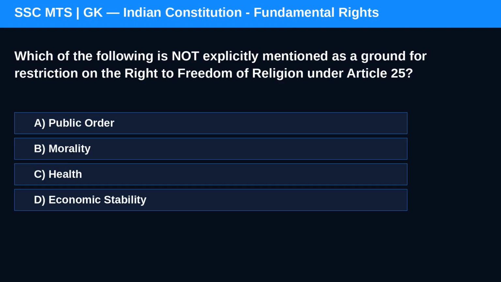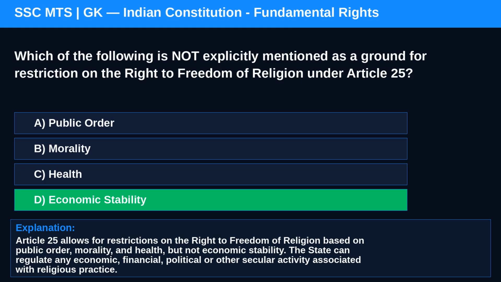Question 14. Which of the following is not explicitly mentioned as a ground for restriction on the right to freedom of religion under Article 25? Option A, public order. Option B, morality. Correct answer is D. Article 25 allows for restrictions on the right to freedom of religion based on public order, morality, and health, but not economic stability. The state can regulate any economic, financial, political, or other secular activity associated with religious practice.